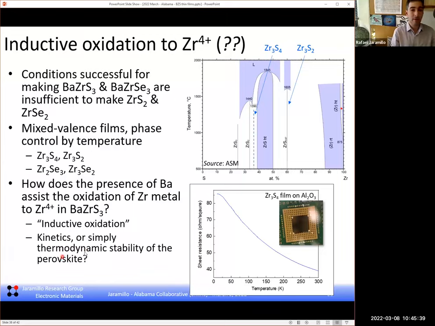No, I think it's simply the thermodynamics: these chalcogenide perovskites are very stable, and so they form, and there's less driving force to form zirconium sulfide and zirconium selenide. But we're sort of studying this. So if you're interested in such things, we can chat at some point.